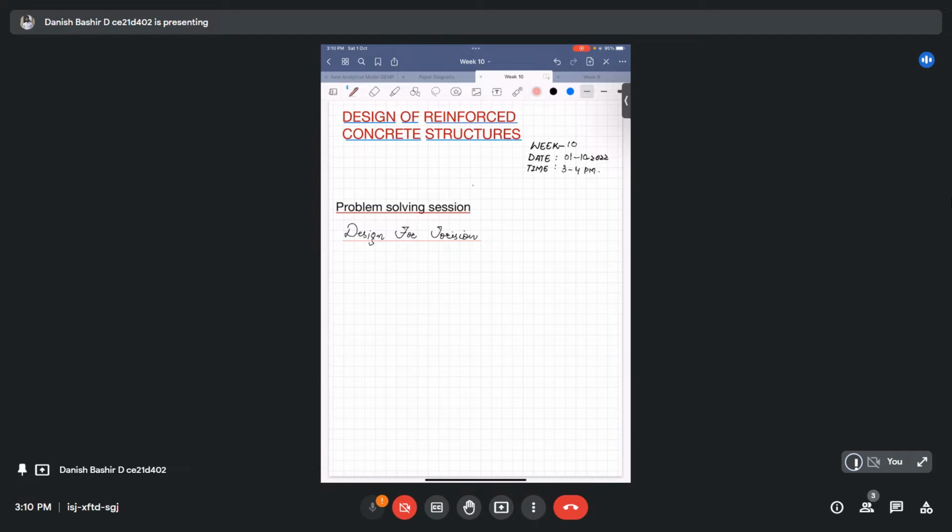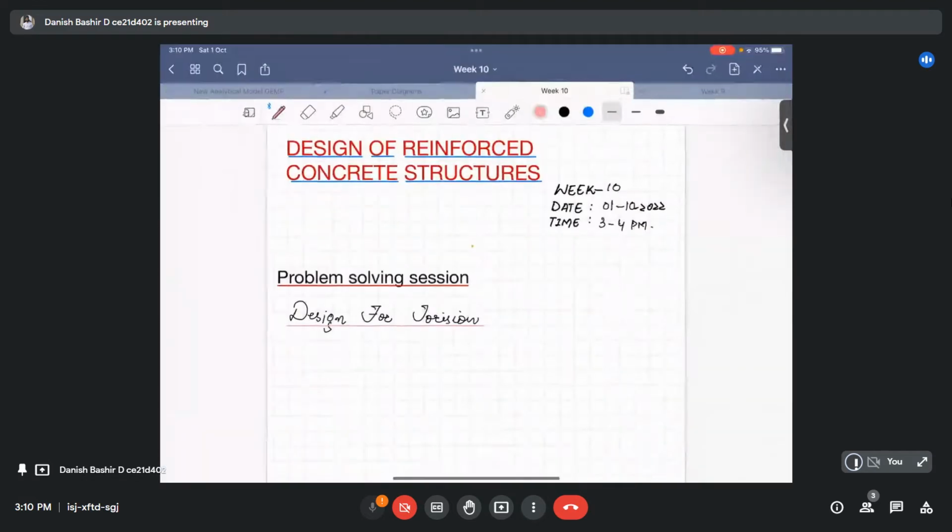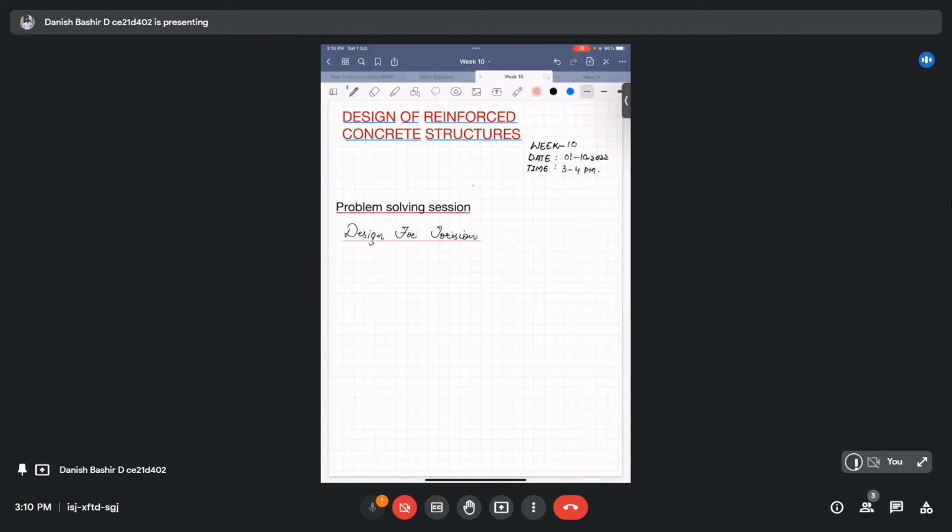For that, the code has given the equivalent definitions of the equivalent shear force and the equivalent shear stress that comes due to the torsion effects as well. I will write the formulas directly. In the code, clause 41.3.1, they say the equivalent shear that comes when the torsion effect is also considered, Ve, you have to calculate as Vu, the nominal shear force, plus 1.6 times Tu by b.